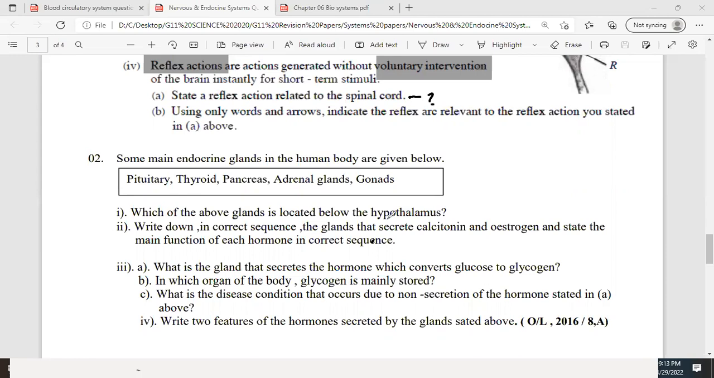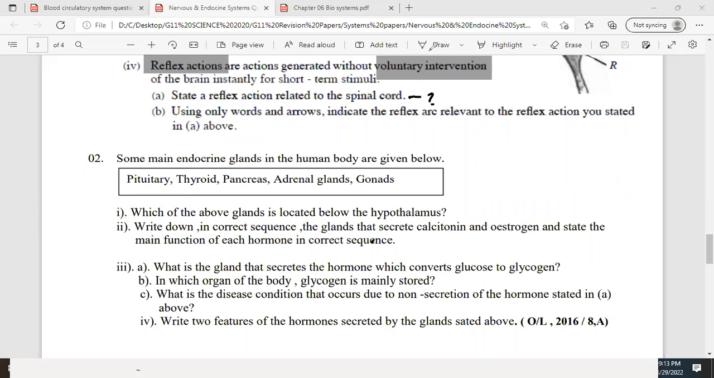Most of you gave the same idea. So that means withdrawing the hand when in contact with a hot object. Withdrawing the leg when stepping on a thorn. Reflex action. Sneezing, yawning are also reflex actions. Hiccup. Then, using only words and arrows, indicate the reflex arc relevant to the reflex action you stated above.